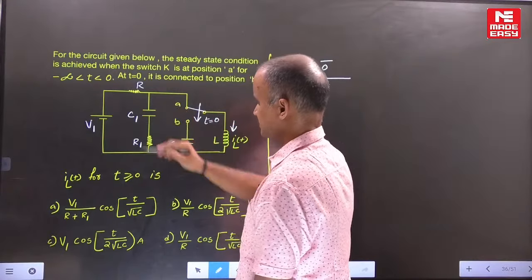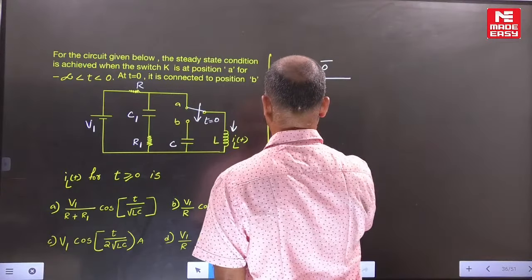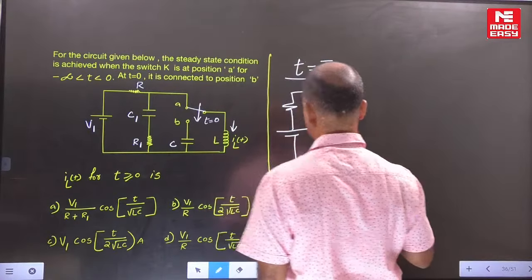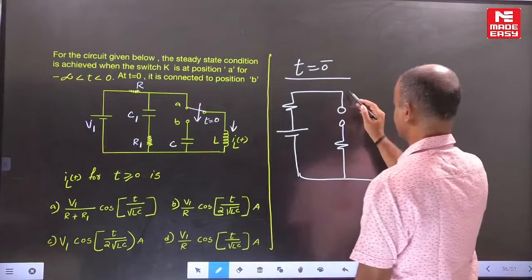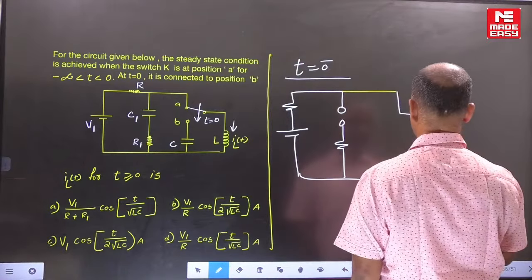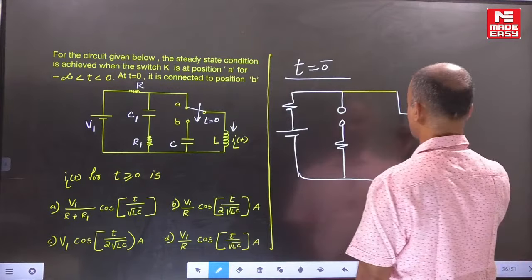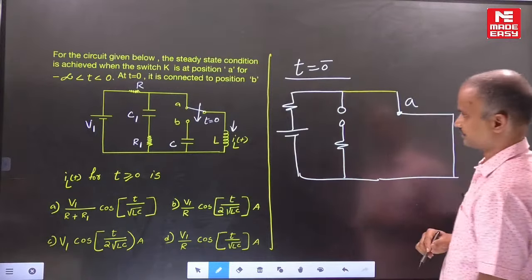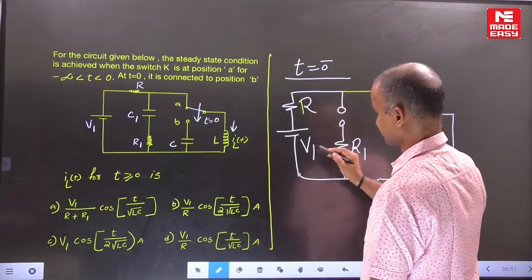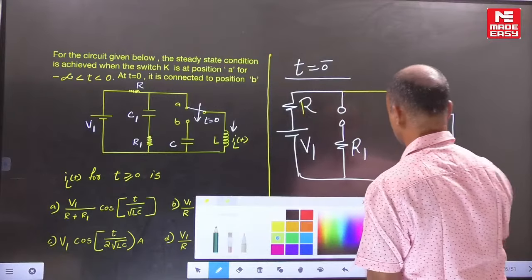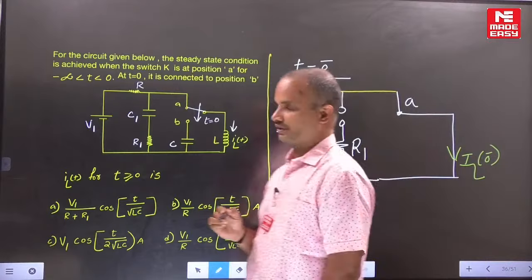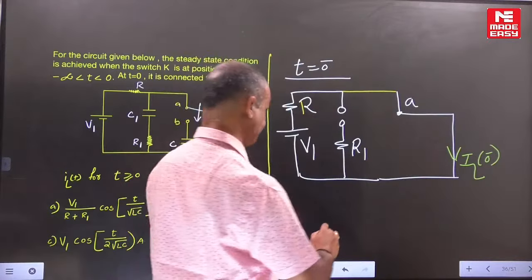Now position A. Under steady state condition, the capacitor behaves as an open circuit. Now the inductor behaves as a short circuit. It is connected to position A. Now R1, this is the R1. What is the requirement? The initial current corresponding to the inductor.